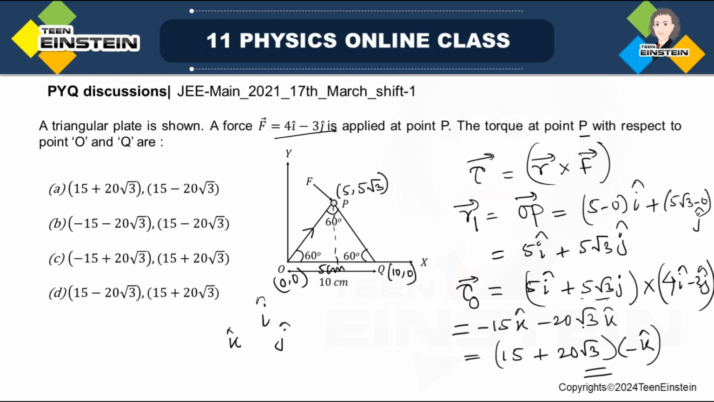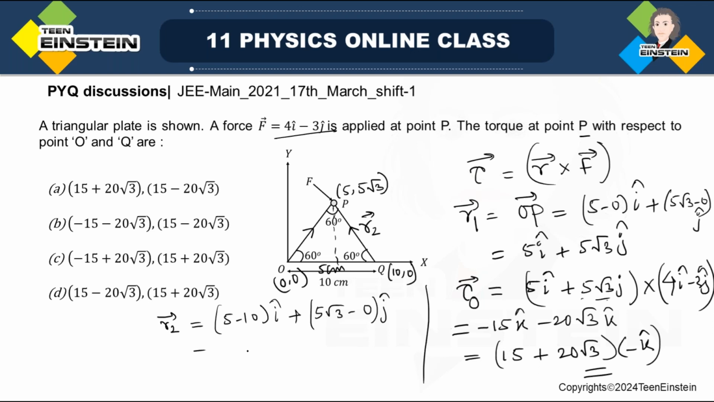Okay, let us go for the other one. What is r2 here? This is r2, this point and this point. I have to just find out 5 minus 10 i cap plus 5 root 3 minus 0 into j cap. So I have got minus 5 i cap plus 5 root 3 j cap. So this is my r2 vector.